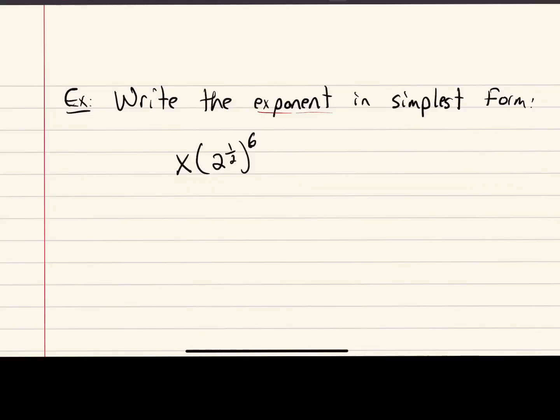So let's say we're asked to write the exponent in its simplest form. So I have x, which is outside the bracket, multiplied by 2 to the 1/2. So here's my exponent, close bracket, to the 6. So everything inside the bracket is raised to the 6. Well, what I'm going to do here is multiply the exponents. And so that's going to give me x to the 6, multiplied by 2 to the 3, because 6 multiplied by 1/2 is 3.